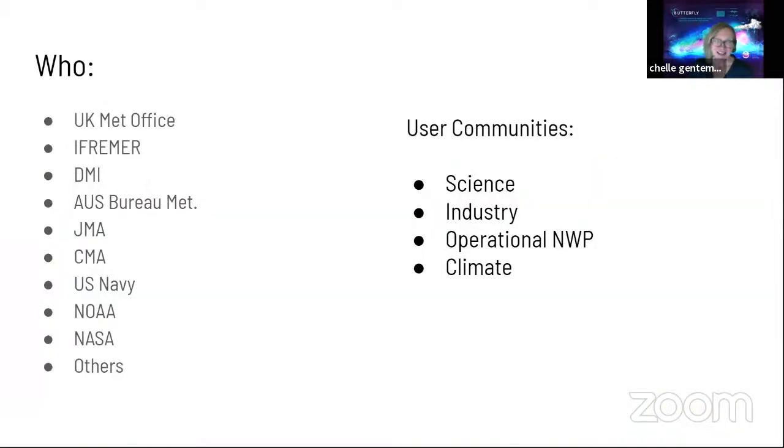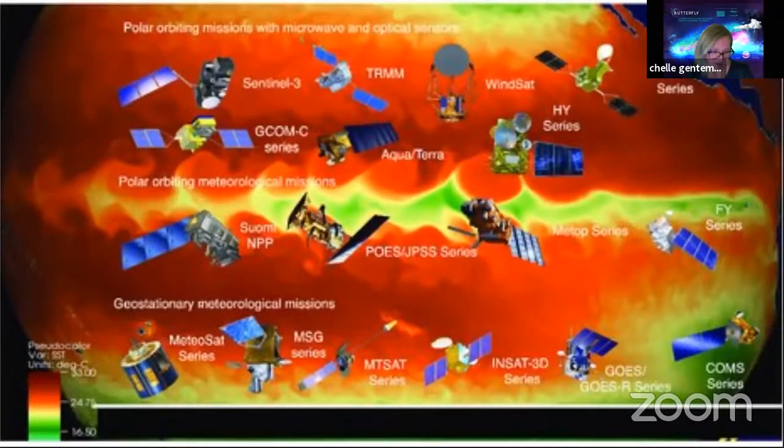Yeah, so these sort of maps are produced by essentially every operational agency in the world. So the UK Met Office, IFREMER in France, DMI, the Danish Meteorological Institute, Australian Bureau of Meteorology, the Japanese Meteorological Agency, the Canadian Meteorological Agency, the US Navy, NOAA, NASA, and also just a lot of scientists. They're producing a gap-free, what I mean is an interpolated, daily ocean temperature map. And these are used for science, industry, operational weather prediction, and climate. And this is a really poor resolution image, so I apologize.